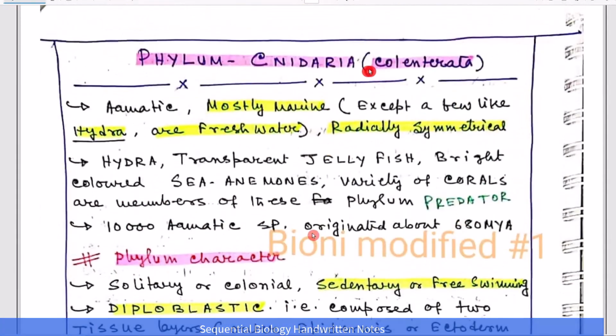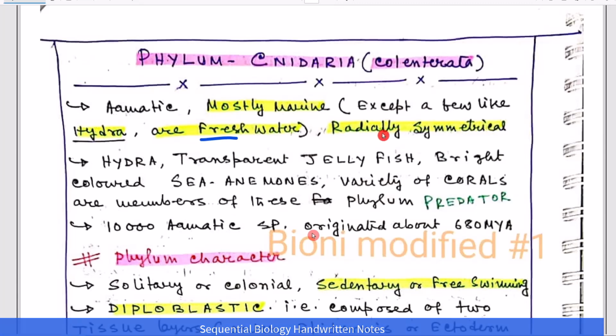Now phylum Cnidaria, also called Coelenterata, because they have a single gastrovascular cavity or coelenteron, I have already told you, and they are aquatic. That means they are not terrestrial. They are usually found in water bodies, and they are mostly marine. Usually they are found in marine environments, except a few like Hydra. Hydra is a freshwater Cnidaria, and their body is radially symmetrical.